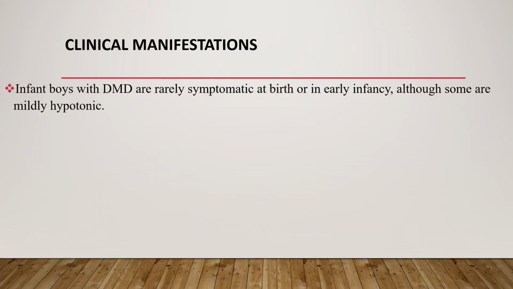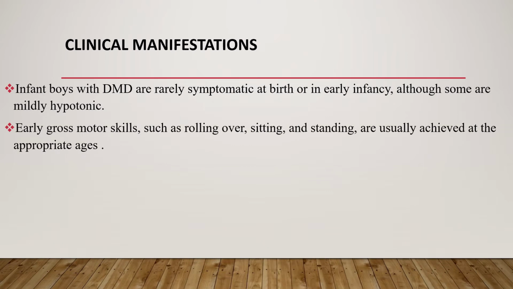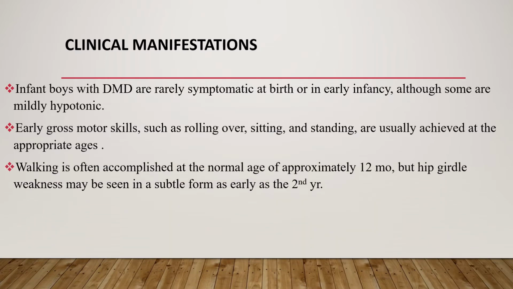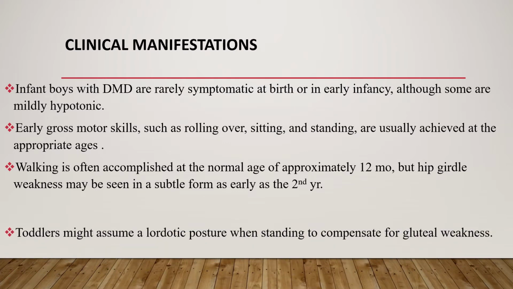When we look at the clinical manifestations of Duchenne muscular dystrophy, infants are rarely symptomatic at birth or in early infancy, although some are mildly hypotonic. Early gross motor skills such as rolling over, sitting, and standing are usually achieved at the appropriate age. Walking is often accomplished at the normal age of approximately 12 months, but hip girdle weakness might be seen in subtle form as early as 2 years of age.